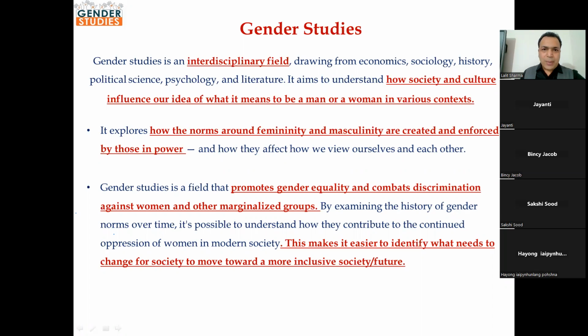Now you analyze this. We are talking about the inclusive society, right? Inclusive future, meaning where the male, female, disabled person, marginalized society, they should be given equal opportunity, right? You're talking about the inclusive society, okay?